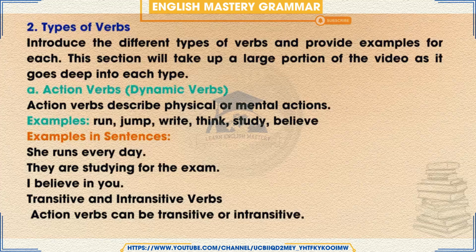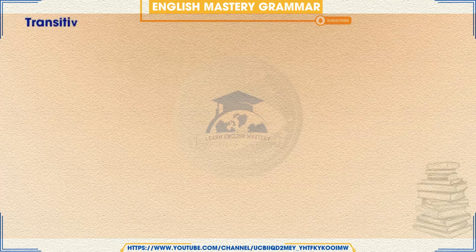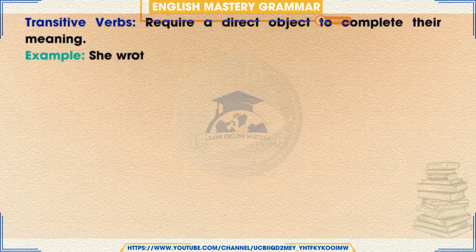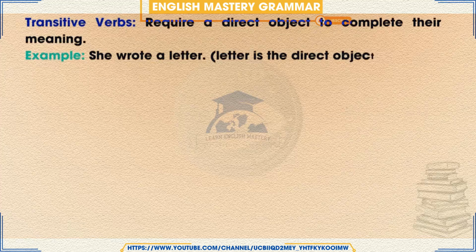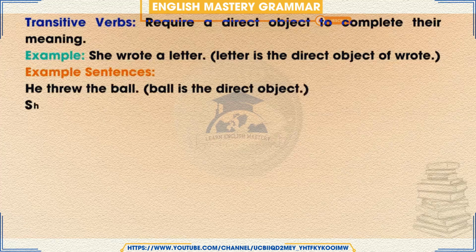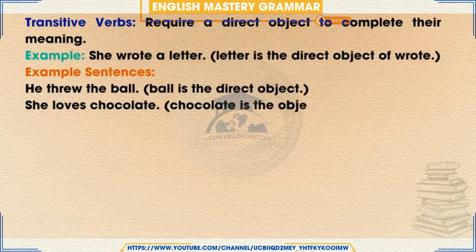Action verbs can be transitive or intransitive. Transitive verbs require a direct object to complete their meaning. Example: She wrote a letter. Letter is the direct object of wrote. Example sentences: He threw the ball. Ball is the direct object. She loves chocolate. Chocolate is the object.